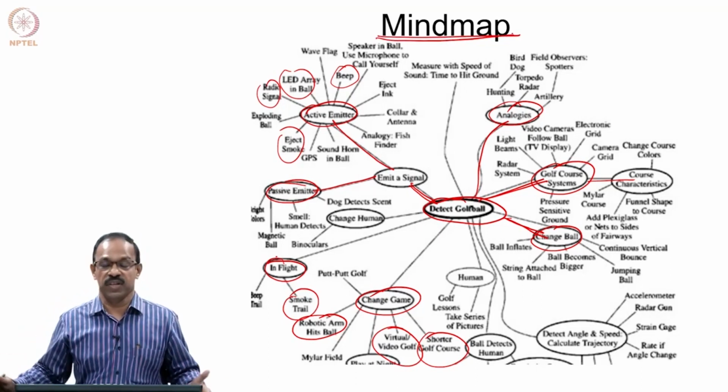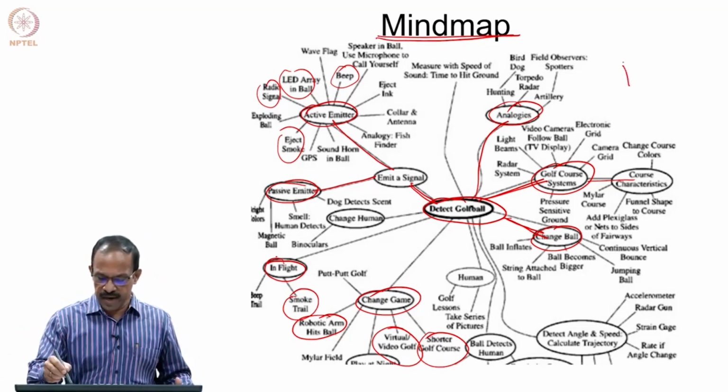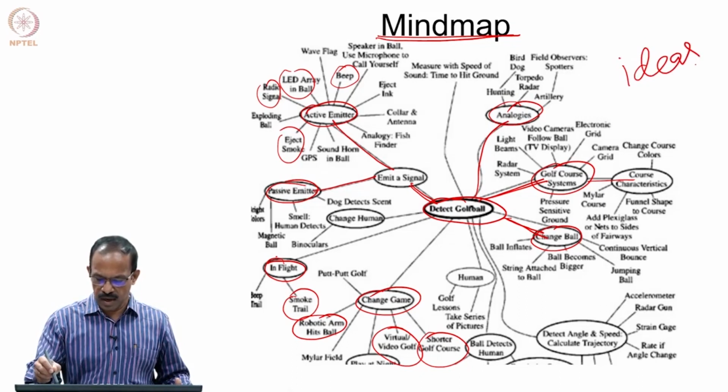So, the mind map is the first stage in getting ideas. All these are ideas only. So, what you are having is ideas.